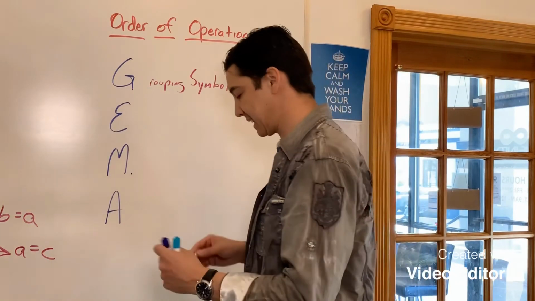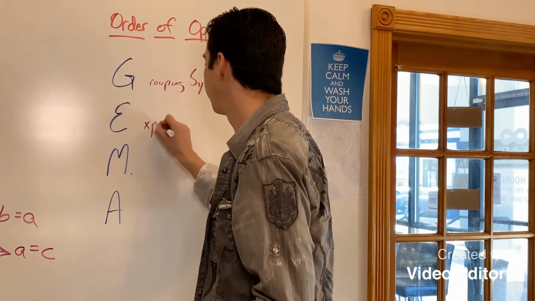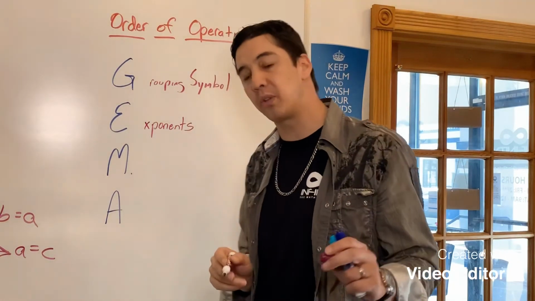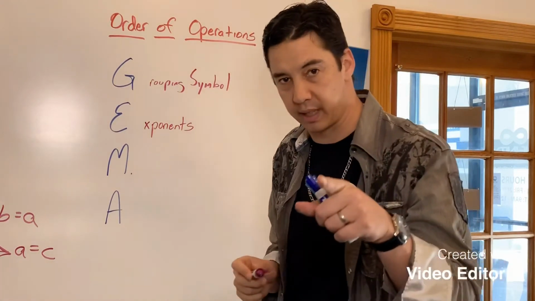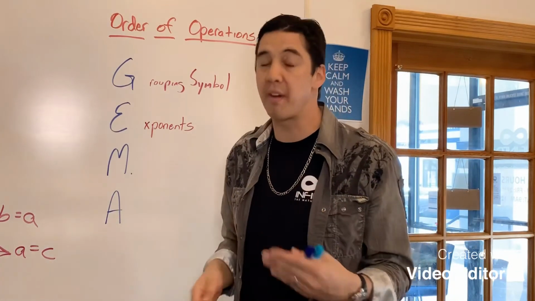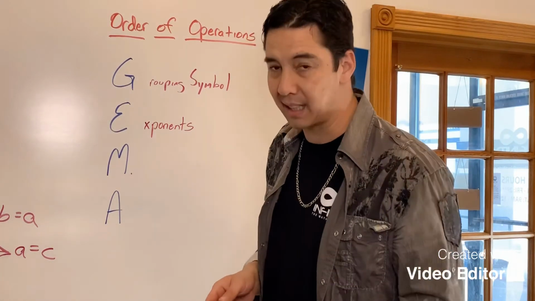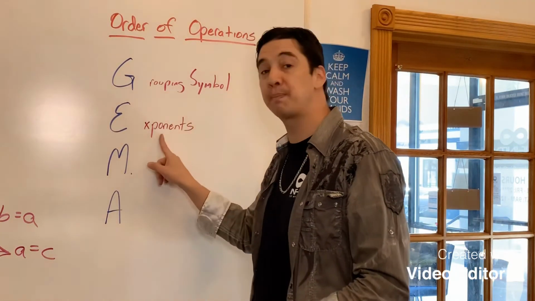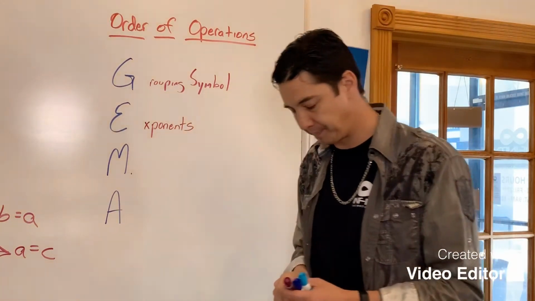Exponents is next. All right, and one important thing to remember about exponents is it also includes roots. Roots are a form of an exponent. We'll get into that later. But just understand, grouping symbol, exponents, and roots.